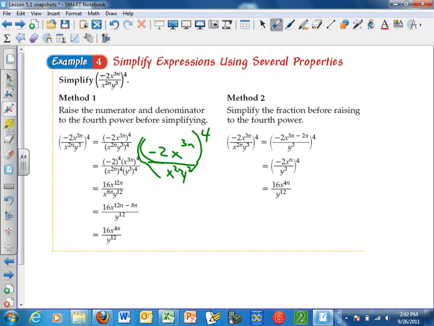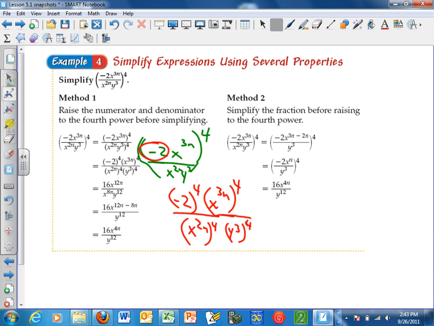Nothing has changed. Okay, we're still going to take the coefficient on top, negative 2, raise it to the 4th power, and then you need to do x to the 3n raised to the 4th power. On the bottom, we're going to do x to the 2n raised to the 4th power, and y to the 3rd raised to the 4th power.